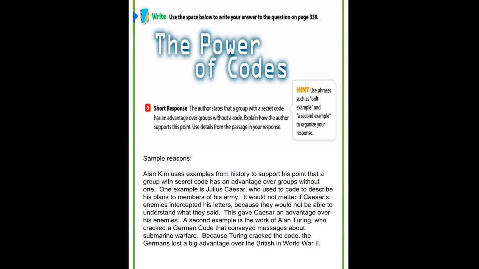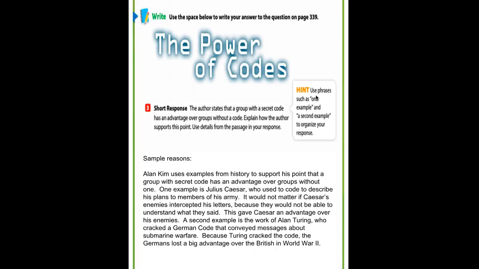Alan Kim, that's the author of the article, uses examples from history to support his point that a group with a secret code has an advantage over groups without one. One example is Julius Caesar, who used code to describe his plans to members of his army. It would not matter if Caesar's enemies intercepted his letters, because they would not be able to understand what they said. This gave Caesar an advantage over his enemies.